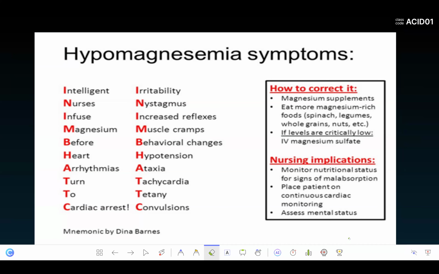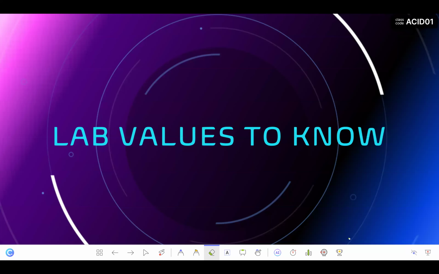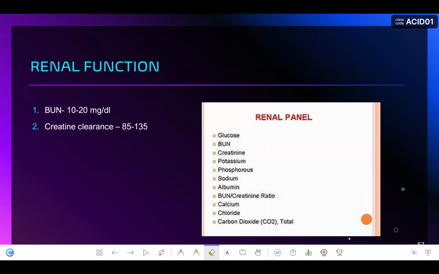So here are a few lab values to know. What you need to understand about these lab values is that a lot of different organizations and different places you may work for may have different lab values, but these are the ones that you're going to need to know for the exam. These are the ones that we were told to learn, so we're going to go over them. Your renal function panel. The two things that you're going to need to know are your BUN, which is 10 to 20 milligrams per deciliter, and your creatinine clearance, which is 85 to 135.